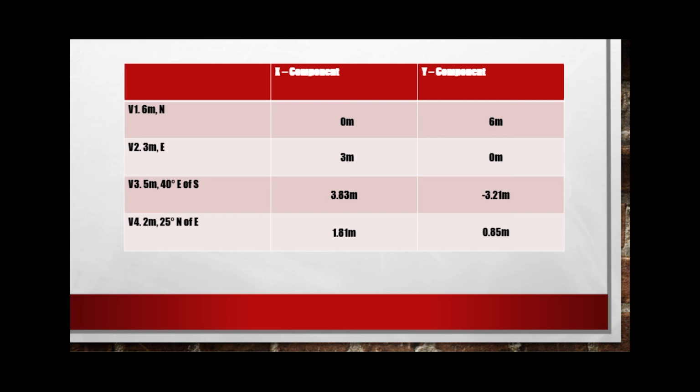Our table is complete, and the next step is to get the sum of the x and y components. R stands for the resultant vector. Since they are both positive, the direction is 3.64 meters north and 8.64 meters east.